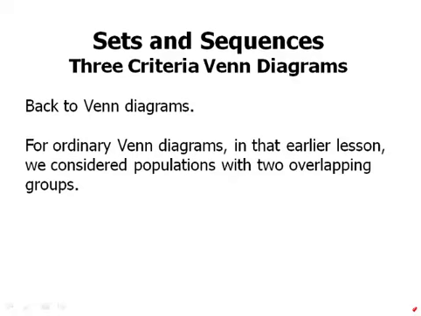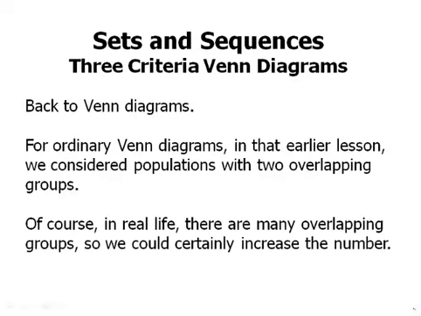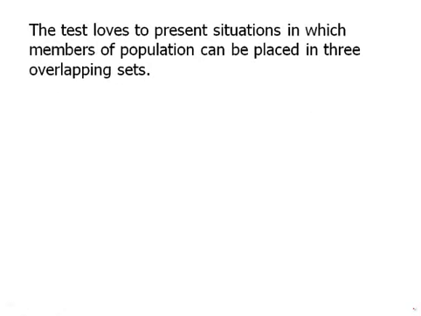Okay, back to Venn diagrams. For ordinary Venn diagrams that we covered in that earlier lesson, we considered populations with two overlapping groups. And that's a real simplification because in real life there are many overlapping groups, so we certainly could increase the number of overlapping groups. The test loves to present situations in which members of the population can be placed in three overlapping sets. It almost never goes above three, but it does like having three overlapping sets.